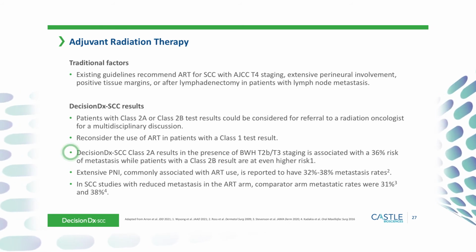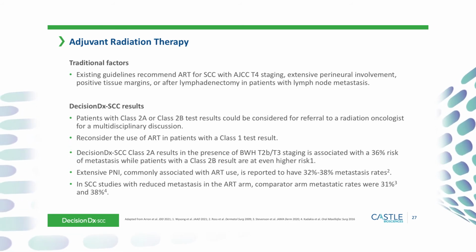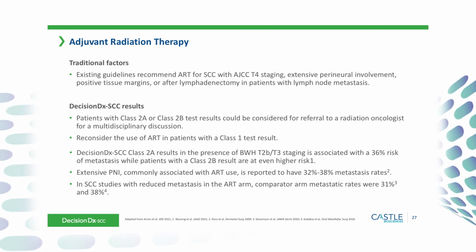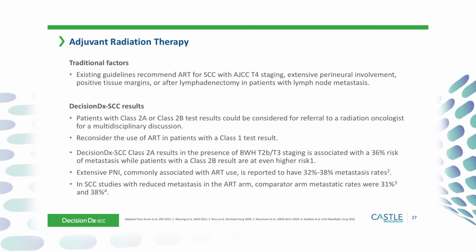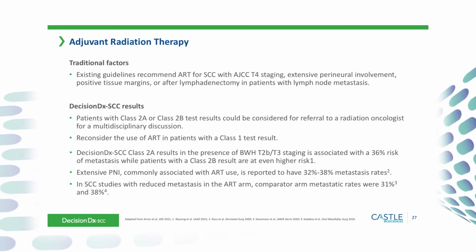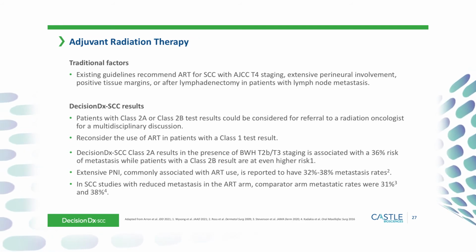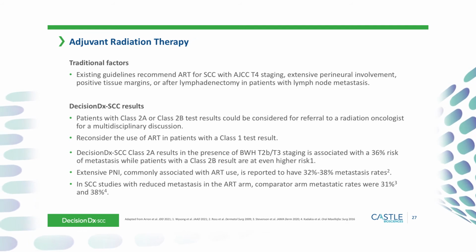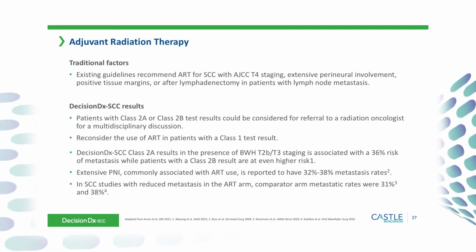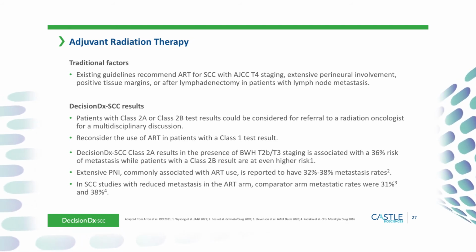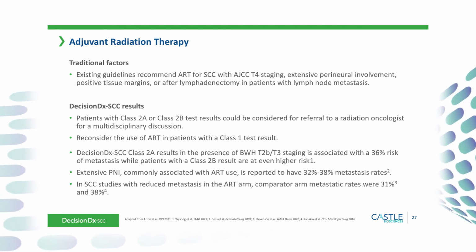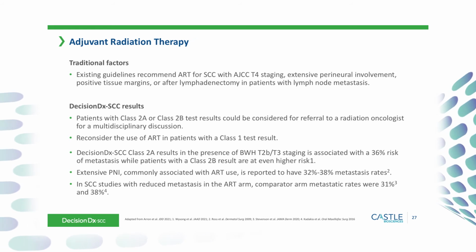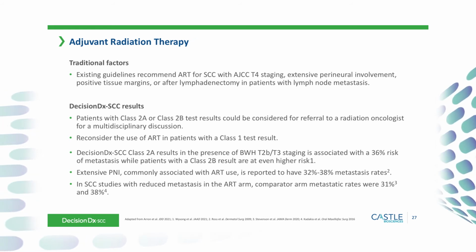We know that in patients who have a class 2A result and also have a high Brigham and Women's staging, that involves a 36% risk of metastasis. And if you throw on top of that a class 2B result, those patients probably have a near 50% risk of metastasis. So if you are treating those patients as primary site only and not adding adjuvant radiation therapy, you're thinking about a 50% chance that you're missing all of the disease.